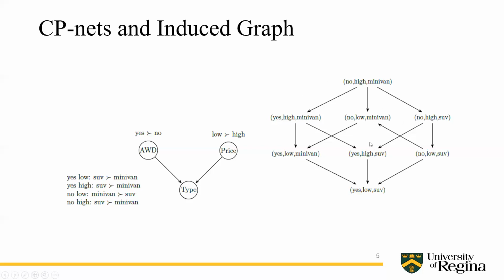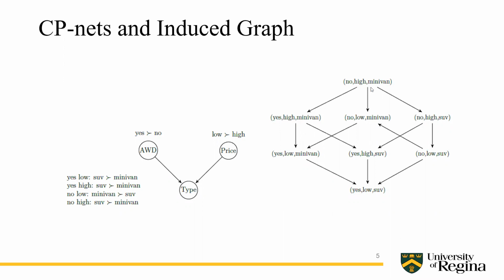In this graph, what we show is that from this level to the next level, only one value is changed. Let's say from here to here, the only change is in the all-wheel drive type. So if AWD is yes, then between these two types, the user will prefer this one over this one. Here we are basically talking about ceteris paribus, where all attributes are the same, and only if we change one attribute, which one does the user prefer.